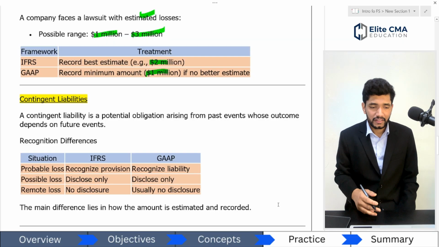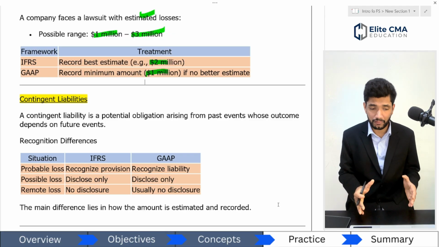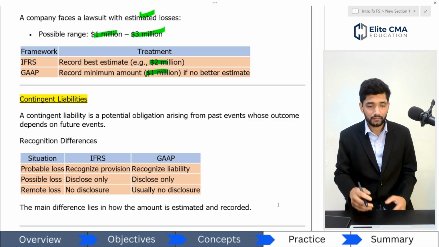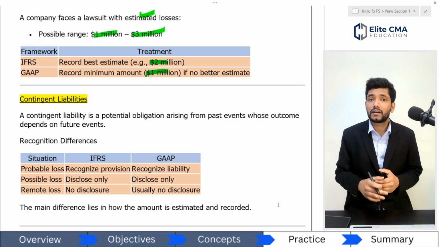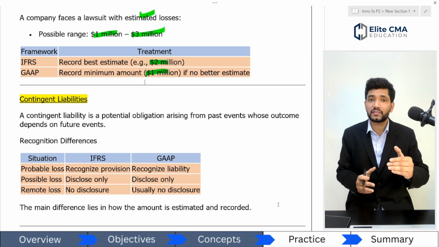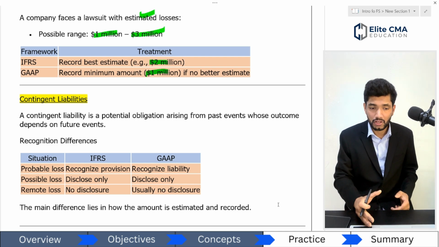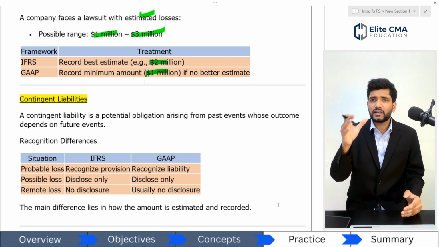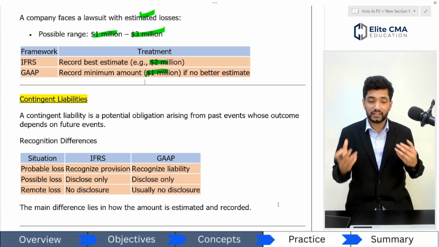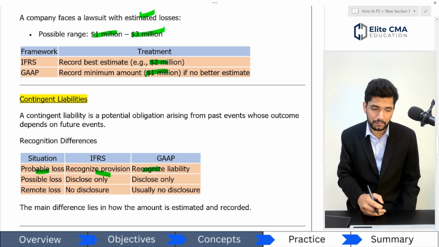Then contingent liabilities. A contingent liability is a probable obligation arising from a past event whose outcome depends on a future event. A contingent liability means, suppose a lawsuit or court case is ongoing. In this case, there is a probable loss that can occur in the future. That type of loss or probability is what we call contingent liabilities. There is a slight difference between IFRS and US GAAP in the treatment. For a probable loss, IFRS recognizes a provision, and US GAAP recognizes a liability.